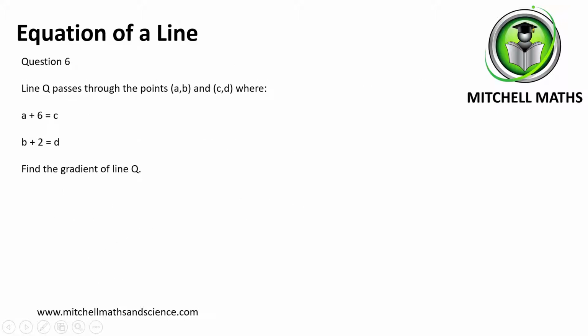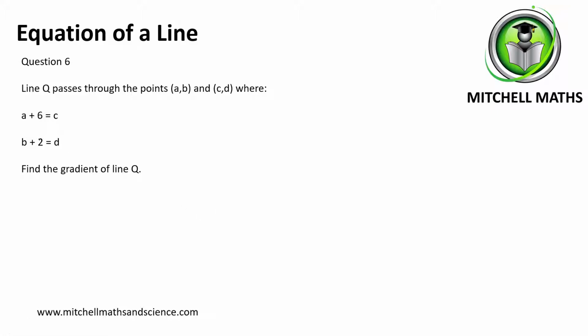Now, the last question is quite a tricky one. We're not asked to find the equation of a line here. We're asked to find the gradient of the line Q. And it says line Q passes through the points A, B and C, D, where A plus 6 equals C and B plus 2 equals D. So first let's think about what the gradient is. Well, we know the gradient is the change in y over the change in x. And how would we do that?